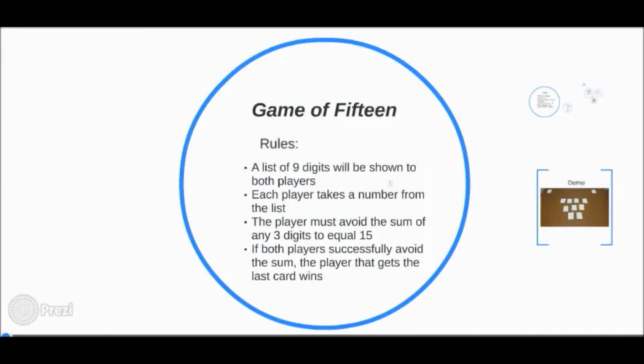Hi, let me introduce to you our game, the game of 15. The rules are listed below. A list of 9 digits will be shown to both players. Each player takes a number from the list. The player must avoid the sum of any 3 digits equal to 15. If both players successfully avoid the sum, the player that gets the last card wins.